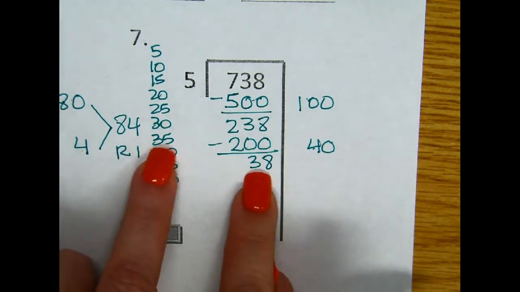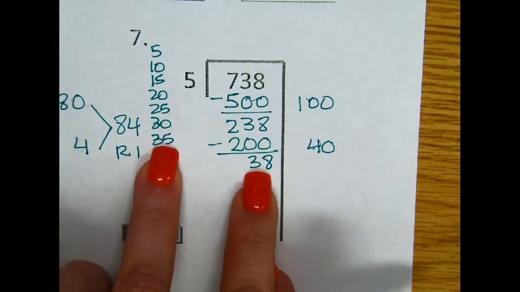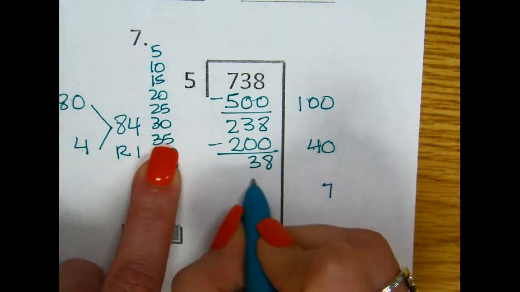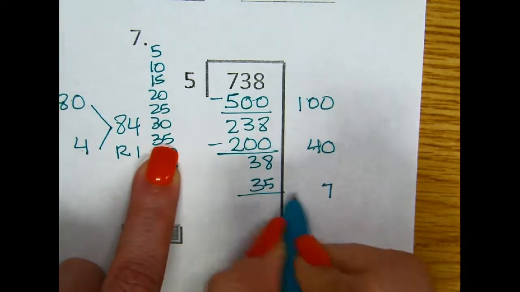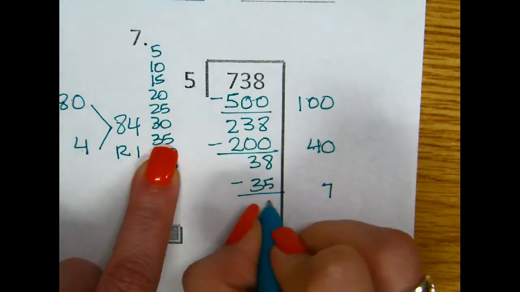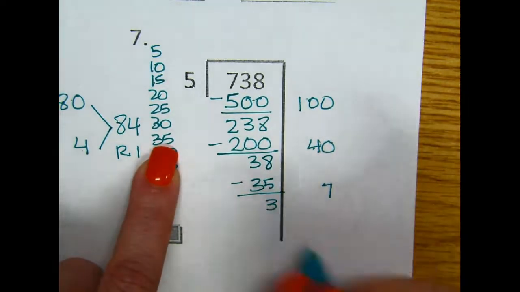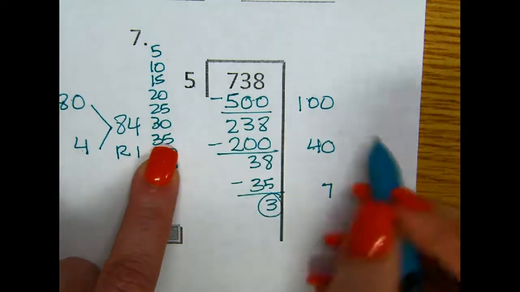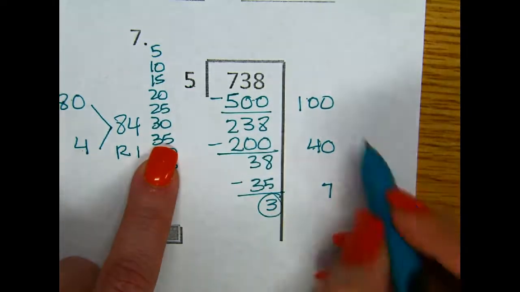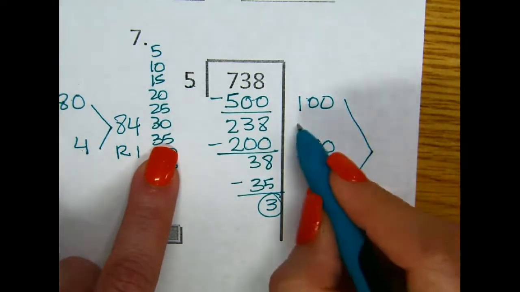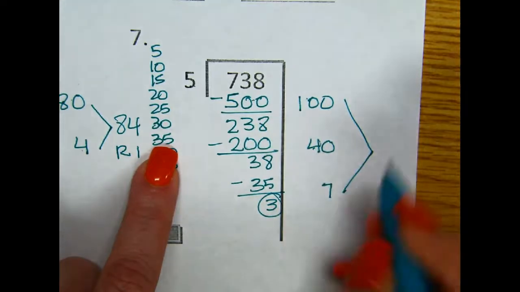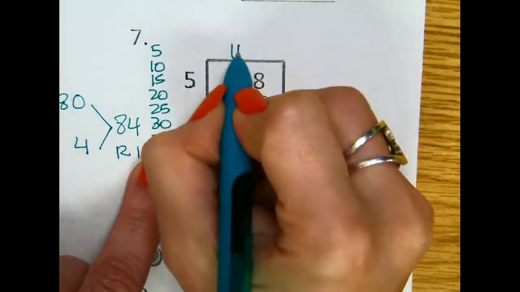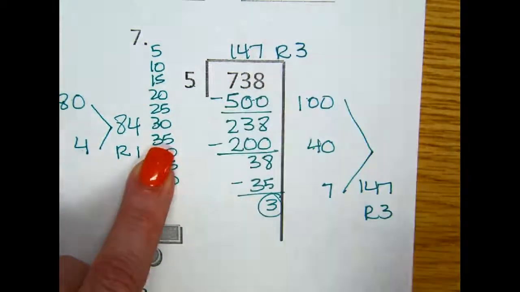Now we have 38. Can we make groups of 5 if we have 38? 35. Okay. But how many groups is that? 7. Yes. 5 times 7 is 35. We're looking at our basic facts. 3 left over. That is our remainder because we have nothing left to deal with. We cannot put a group of 5. We only have 3, so we put these back together. Very good. So 147 with a remainder of 3.